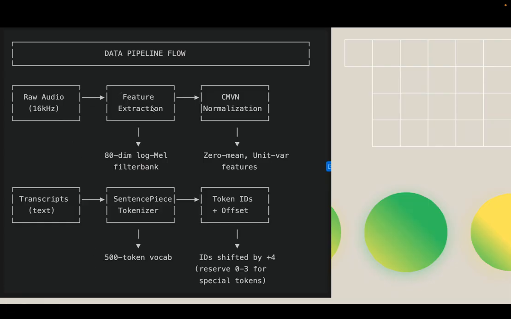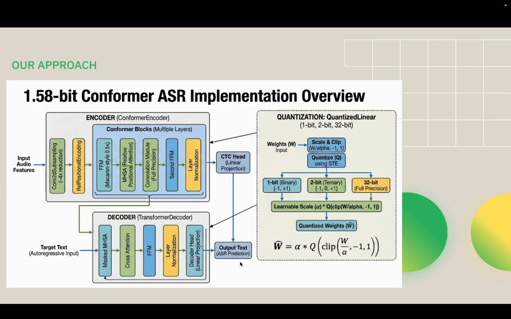We take the raw audio, we do feature extraction, we then perform CMVN and normalization for zero mean and unit variance. So this is the input to the model, and the output on which the model is trained is the tokenized transcript. We use the SentencePiece tokenizer library by Google to generate a 500 token vocabulary size, and the IDs are shifted by 4 to take care of special tokens.